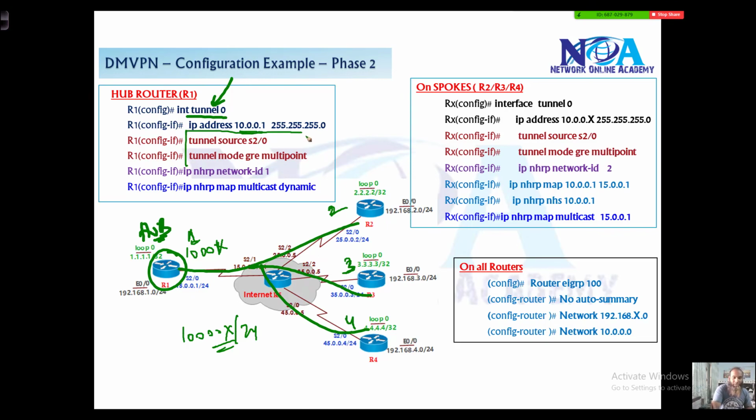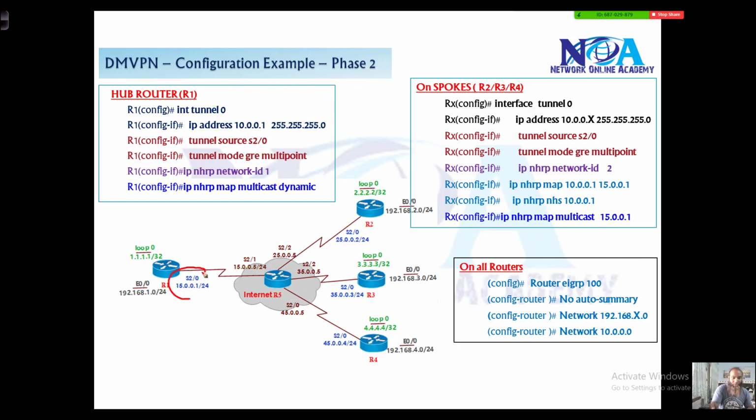Now there are two commands as I explained. These two commands define the multipoint GRE configuration. We have to mention the tunnel source, where the tunnel starts. If I'm doing it on router 1, the tunnel starts here. For the tunnel source, I can define the interface name, or instead I can also define the interface IP address. But if you're using a dynamic IP, you cannot mention the IP address because that may change. So it is recommended to define the interface name.